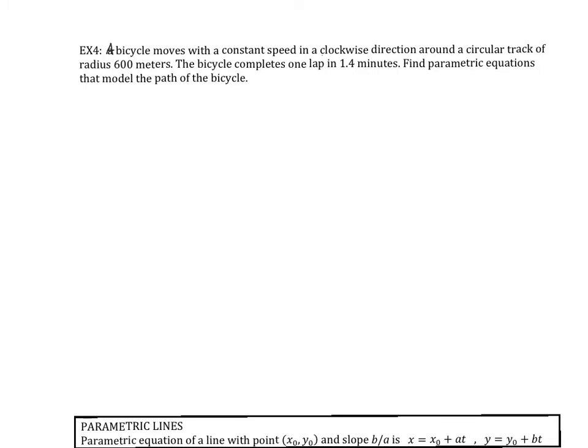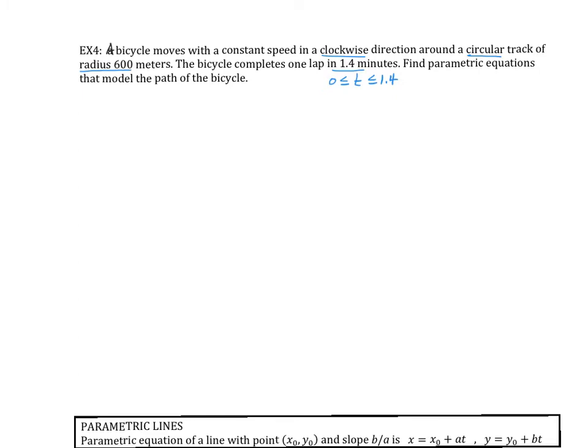Okay, so I know that it's going in a clockwise direction. I know the track is circular. I know the radius is 600 meters. And I know that the bicycle completes one lap in 1.4 minutes. So that means we have a complete circle when t is equal to 1.4. So I get my t values, 0 to 1.4. Now that's not my usual 2 pi, so I'm going to have to make an adjustment there.